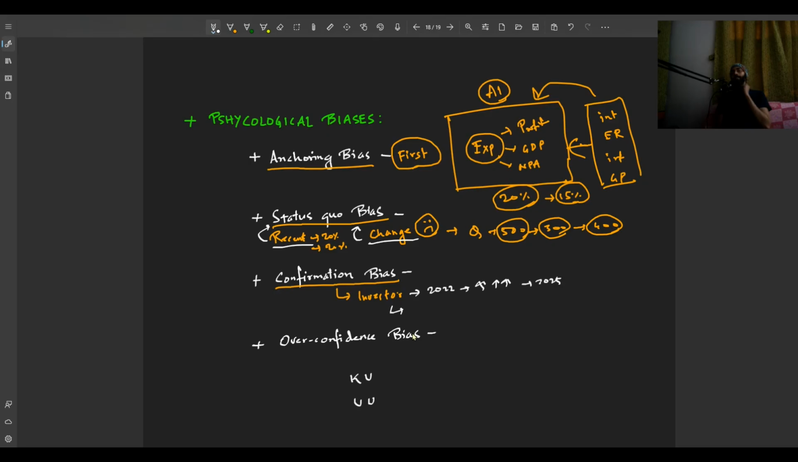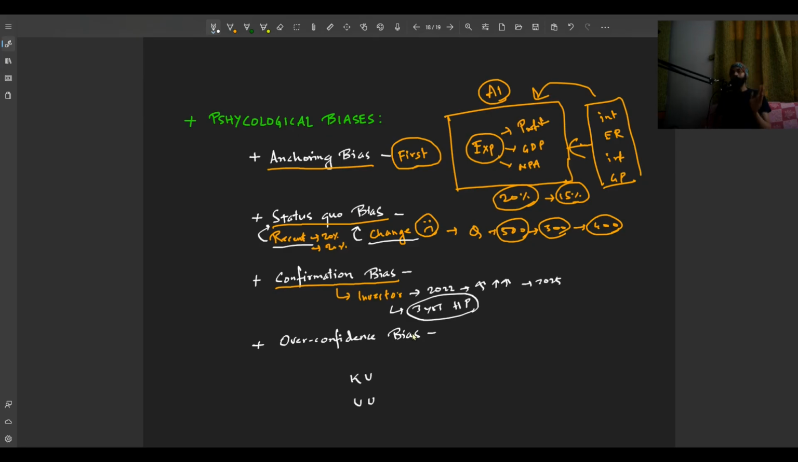Now what can the investor look into? The investor can look into the last 3 years' historical performance. This information alone, if the investor sticks to, then he or she can keep going on with the conclusion that this is an expansion market, right? So here we have a confirmation bias.